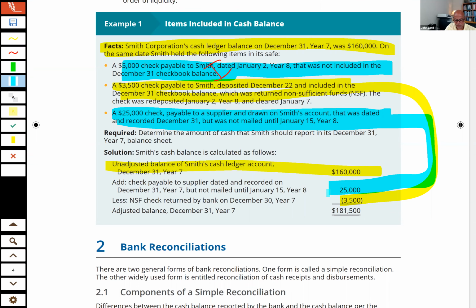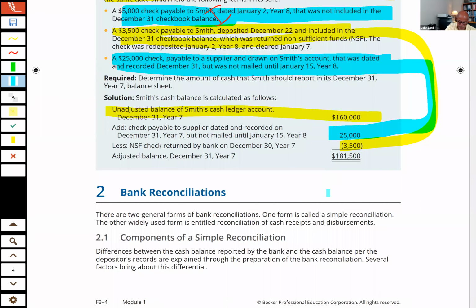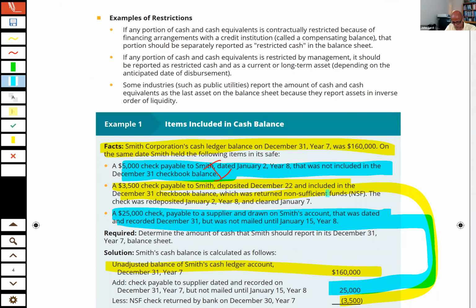Okay, that's why, to me, that's more of a cash timing exercise than what we just did up here as to whether something's a cash or cash equivalent. We will look at a class question in a minute that tests that concept.